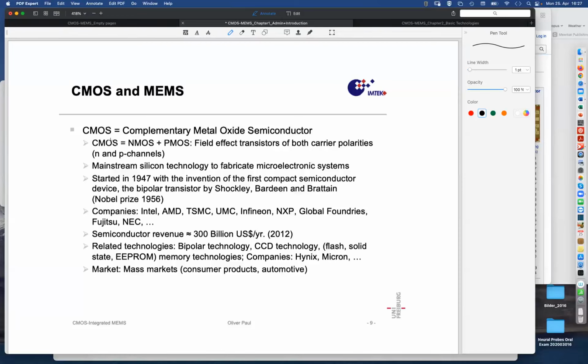So this whole CMOS started actually, and now it is the mainstream silicon technology to fabricate microelectronic systems. There's also bipolar technology that competed for some time with CMOS, but you can't control your devices so well, you can't miniaturize them so well, so CMOS won. And I say also silicon because silicon won also.